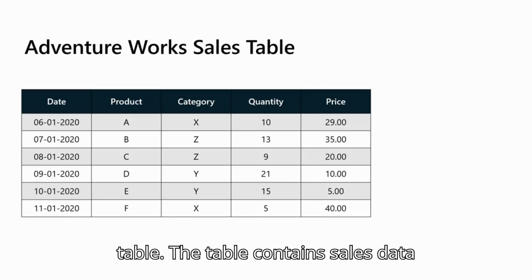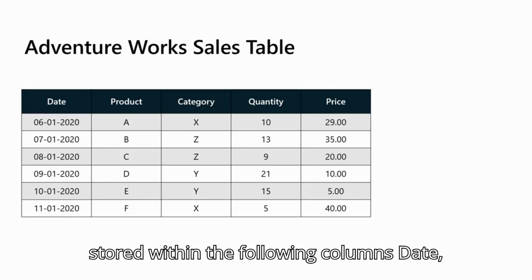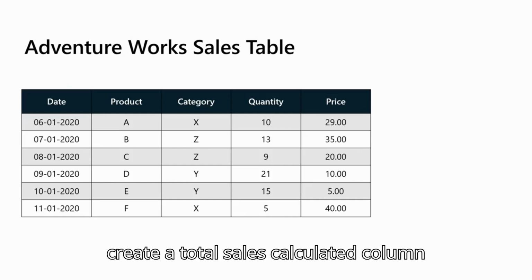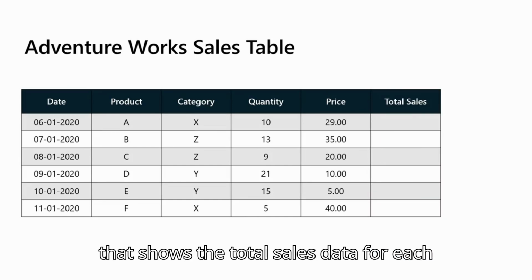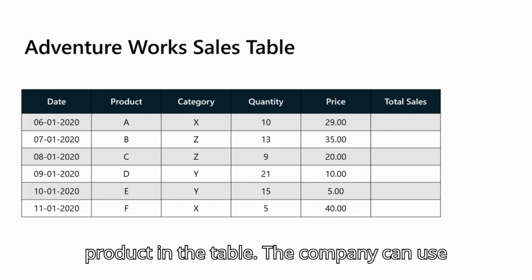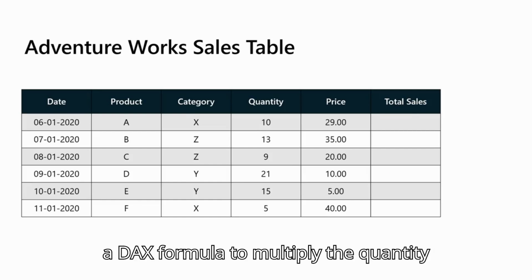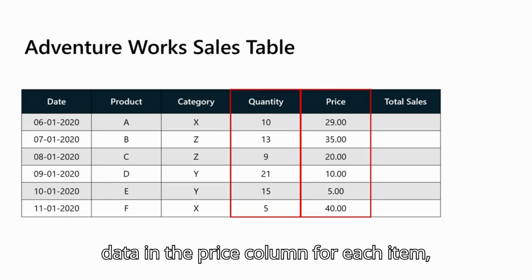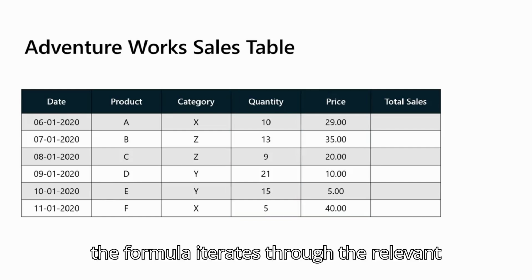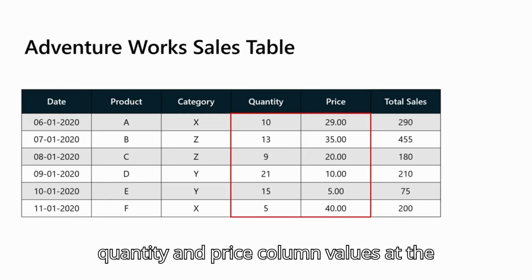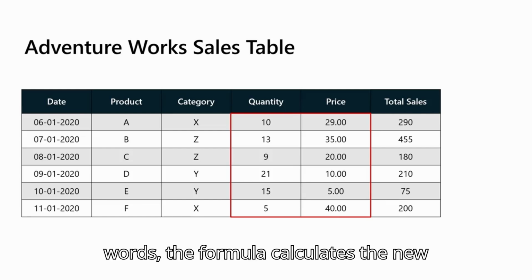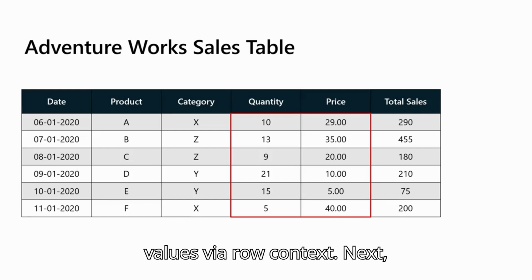The table contains sales data for multiple products over 1 month, stored within the following columns: date, product, category, quantity, and price. AdventureWorks wants to create a total sales calculated column that shows the total sales data for each product in the table. The company can use a DAX formula to multiply the quantity data in the quantity column by the price data in the price column for each item. The formula iterates through the relevant quantity and price column values at the row level and returns the results in the total sales calculated column. In other words, the formula calculates the new values via row context.